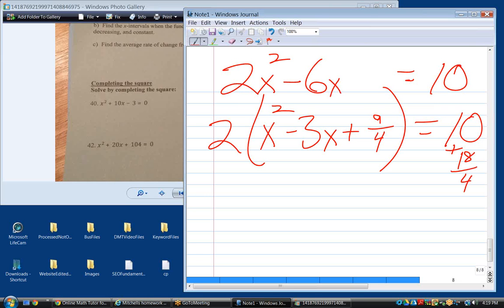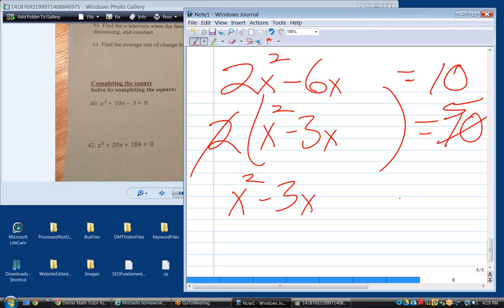Now, there is one thing, a slightly different possibility here that might make things a little easier. When I get to this step, I can divide both sides by 2. So immediately I turn that into a 5. Now the problem becomes this. And you can see that's the same equation as I started with.